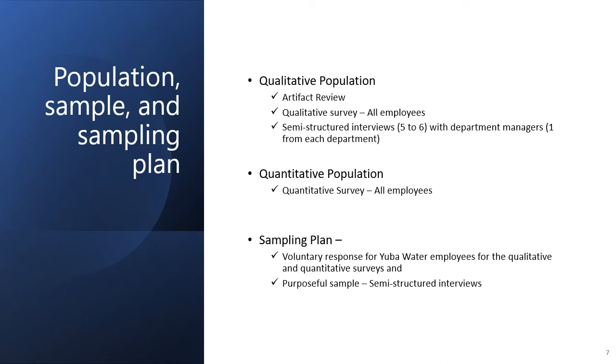When we get into the quantitative population, that's again all employees. That final survey will go out to all employees to rank. They may be the same people who responded the first time, or we may see some additional people because it's just a ranking. So again, if we can get over 30%, that would be the goal. I would love to have a higher percentage. The sampling plan, because it is self-selection, is a voluntary response by Yuba Water employees for the qualitative and quantitative surveys, and it's purposeful for the semi-structured interviews.